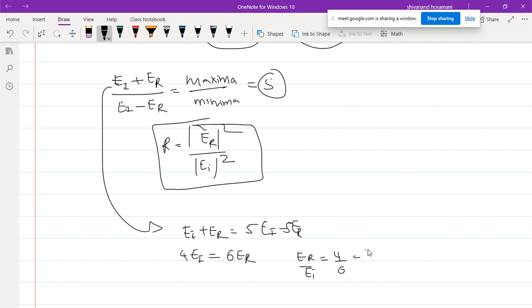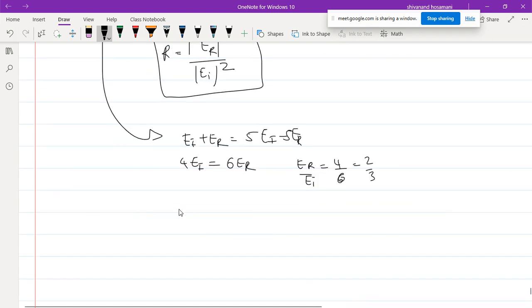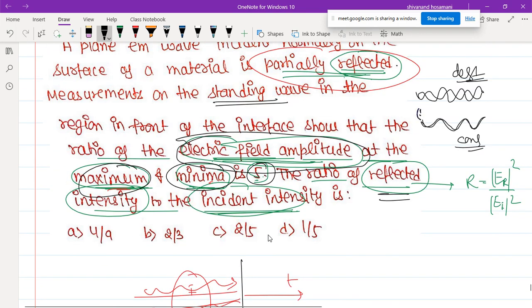that is going to be 2 by 3. Then ಇದಕ್ಕೆ mod square ಹಾಕಿದ್ರೆ ಏನು ಬರ್ತದೆ, R is equal to reflection coefficient is equal to mod ER square by EI square. Therefore that is going to be 4 divided by 9. ಇದು CSIR NET ಒಳಗೆ ಕೇಳಿದವ್ರ ಕ್ವಶನ್, 4 divided by 9.